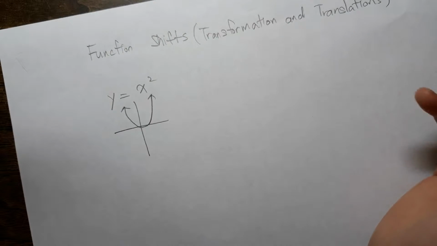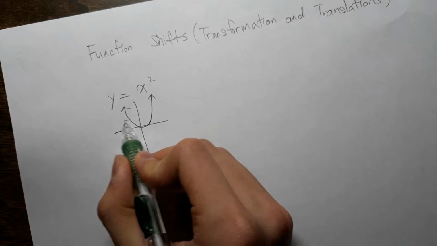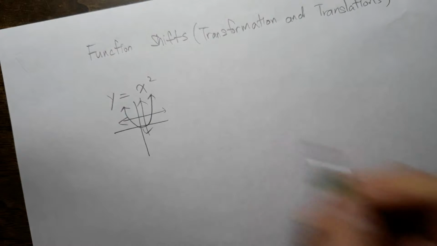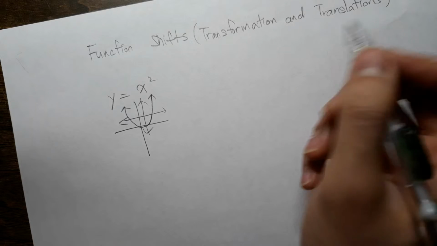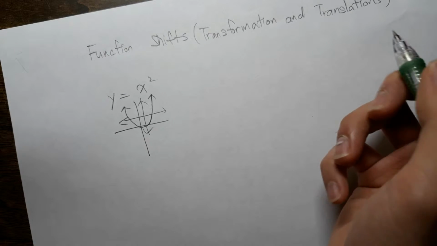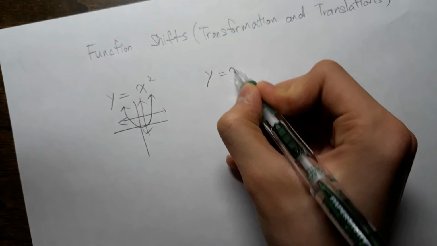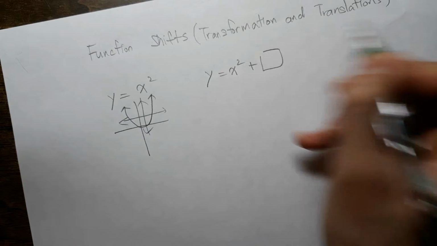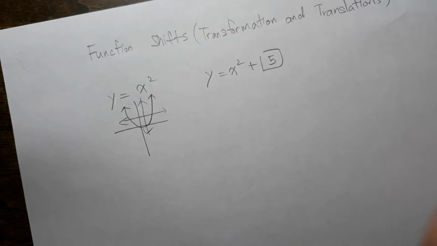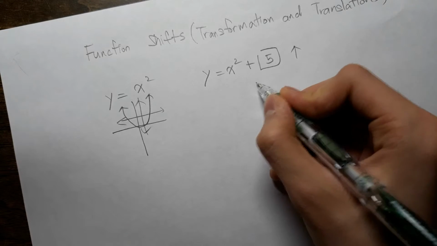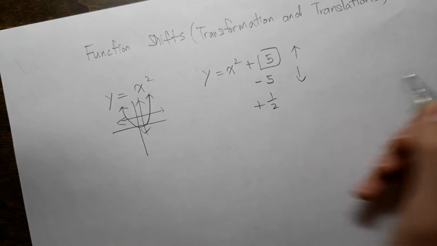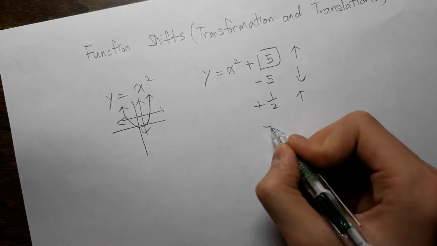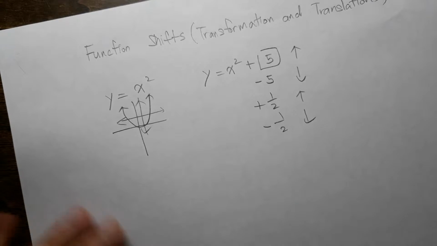There are two ways of shifting: going to the right or left, or going up or down. How do you go up or down? You should put a number in here. If you put plus 5, it will go up 5. If you put minus 5, it will go down 5. If you put plus 1/2, you go up 1/2. If you put minus 1/2, you go down 1/2.